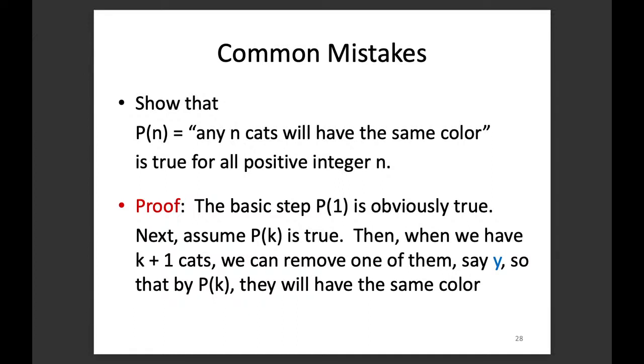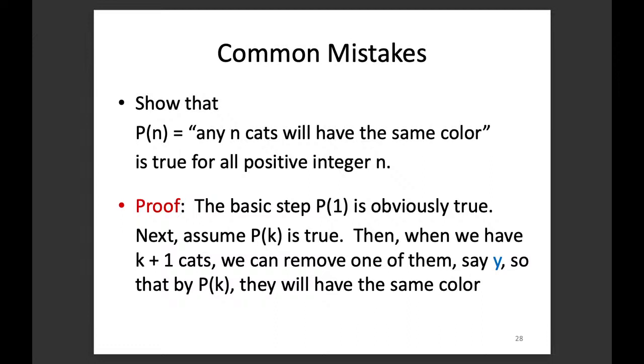So the proof says the basic step P1 is true. What is P1? P1 says any one cat will have the same color. Okay, that's correct, right? Any one cat must have the same color. Yeah, just one cat. Now the next sentence says, assume that PK is true. So assume that any K cats will have the same color. Then let's consider how we can show PK plus 1 to be true.